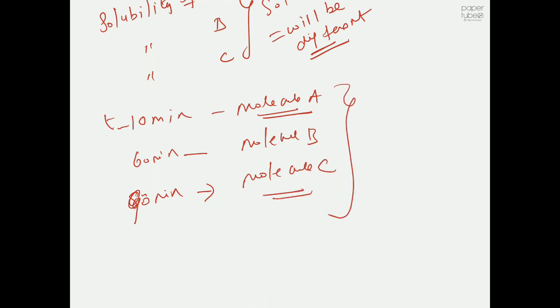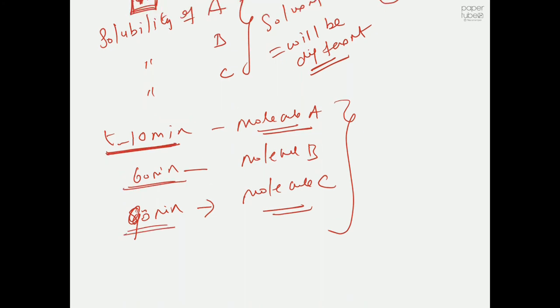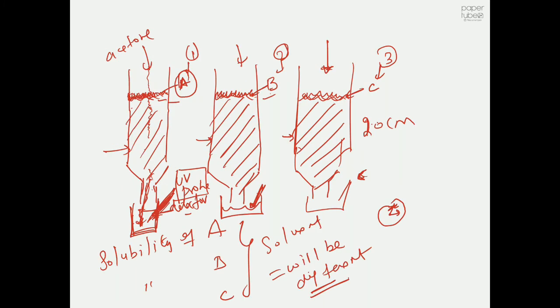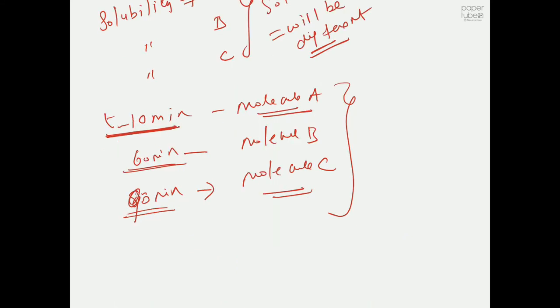So obviously, it shows whatever the time that we see here now. So this is something called a retention time. If you want to define retention time, we can define it simply as the time spent by the molecule in the stationary phase. Yeah? So that's nothing but retention time. In this case, the retention time of molecule A is 10 minutes. In this case, the retention time of molecule B is 60 minutes. And in this case, the retention time of molecule C is 90 minutes.